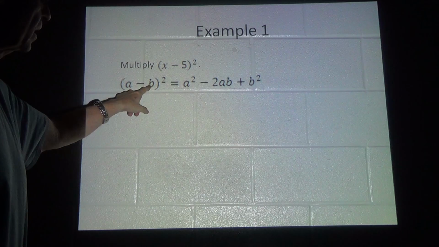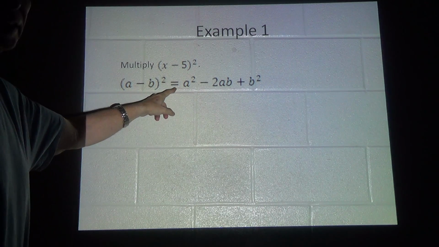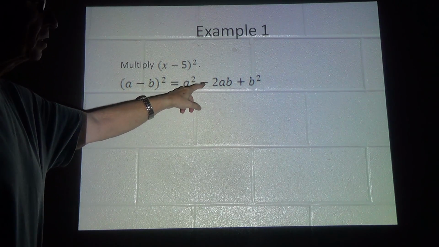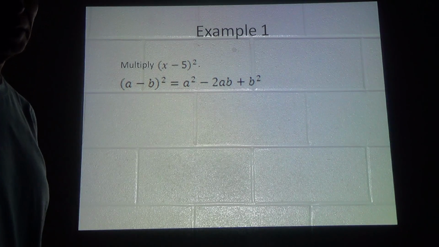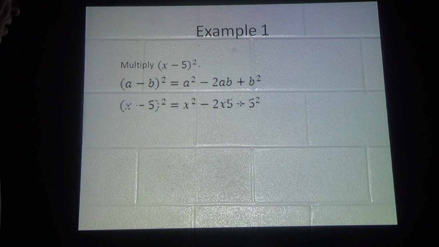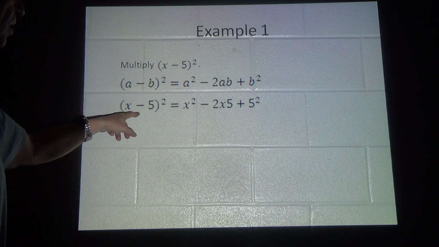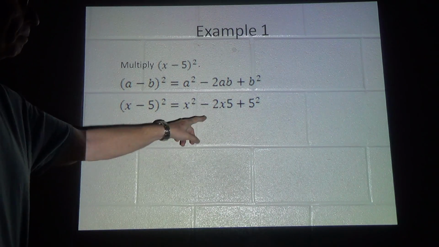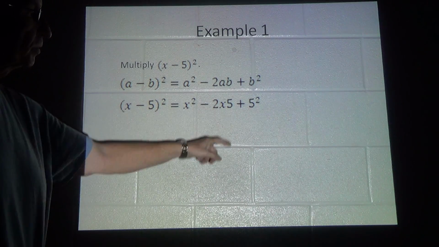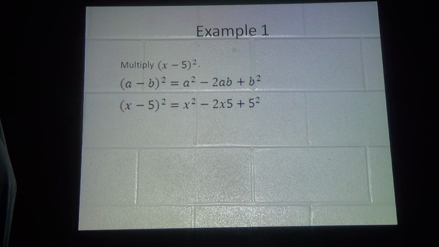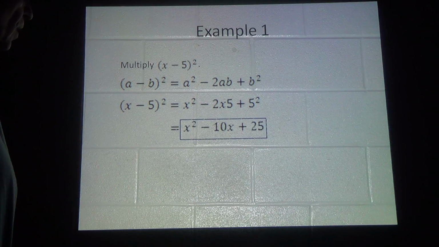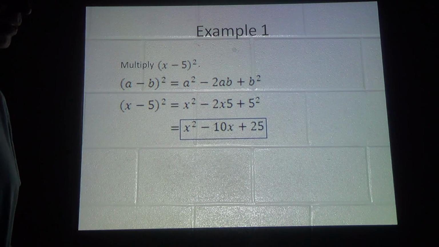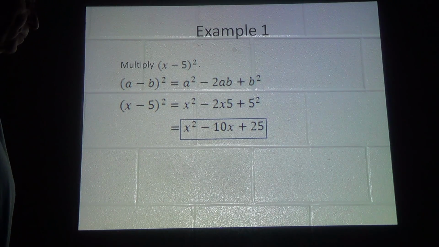So (a minus b) squared is equal to a squared minus 2ab plus b squared. So (x minus 5) squared is equal to x squared minus 2 times x times 5 plus 5 squared. So what this ends up giving to us when we simplify it out is x squared minus 10x plus 25.